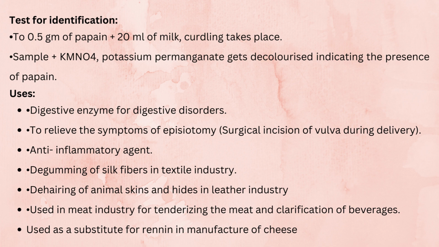Apart from the pharmaceutical applications, it is used in the textile industry for degumming of silk fibers, in the leather industry for dehairing of animal skins and hides, in the beverage industry for clarification, and in the manufacture of cheese as a substitute for rennet. Papain is identified by adding a small amount of papain to milk. It becomes curd; the effect is known as the curdling effect. In the second test, with potassium permanganate, it gets decolorized, which indicates the presence of papain.